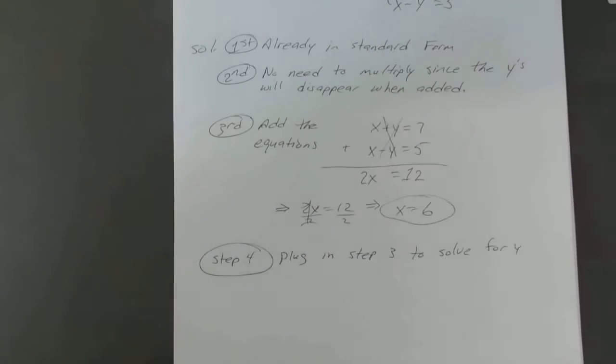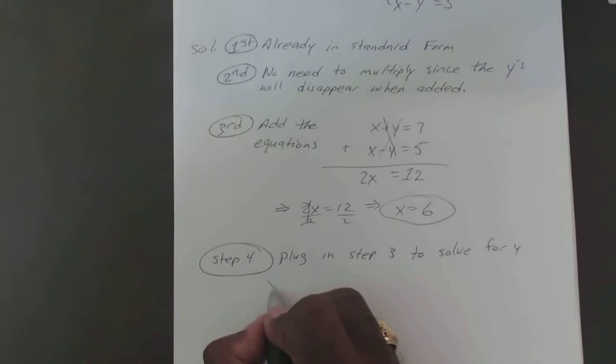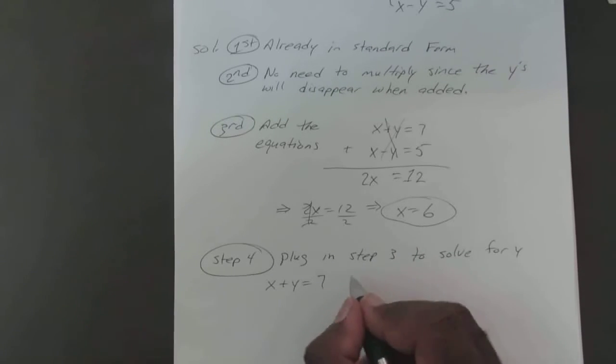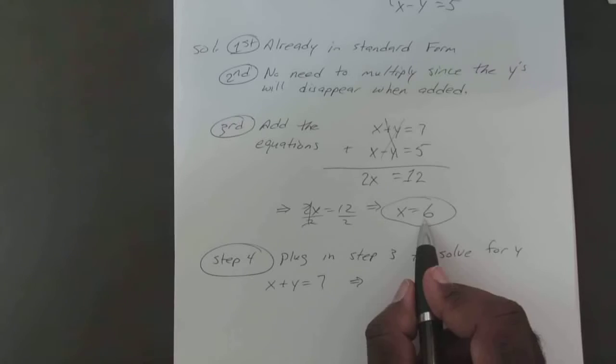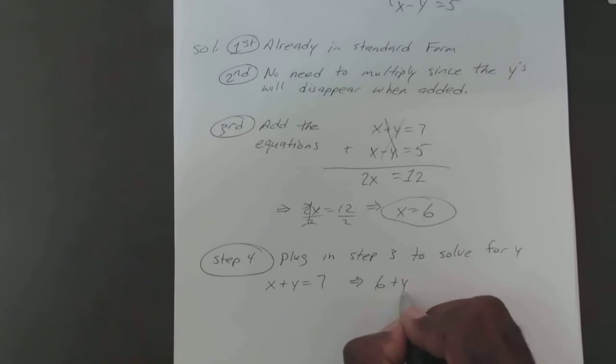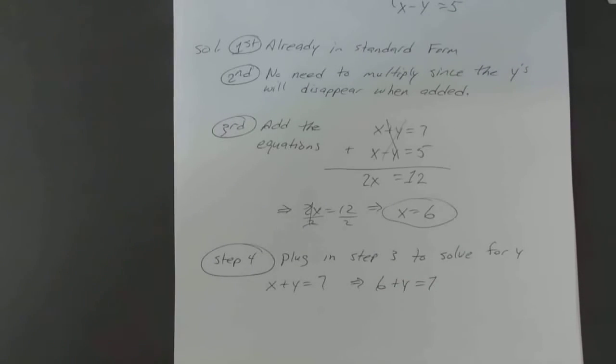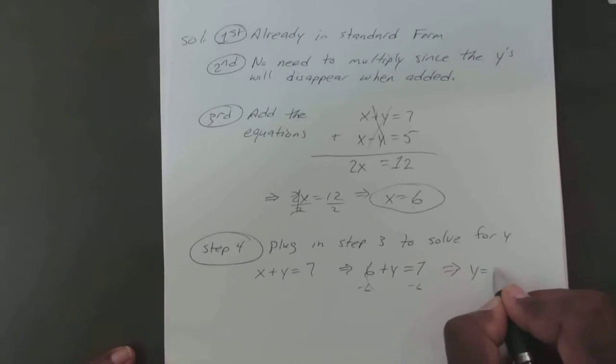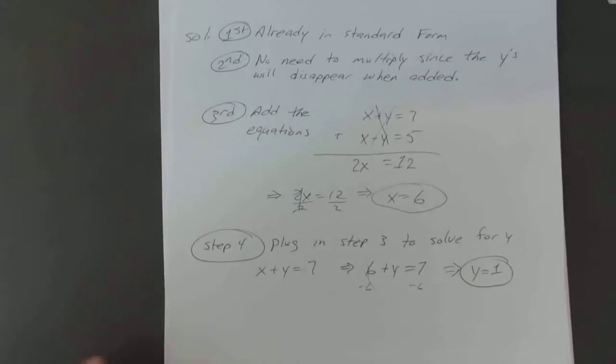Okay, so that gives us, you can pick either one, either the x plus y or the x minus y. Both will work. So let's say x plus y equals 7, which means that 6 plus y equals 7. Subtract 6 from both sides, we know that y is equal to 1. Okay, so we have our x and we have our y.